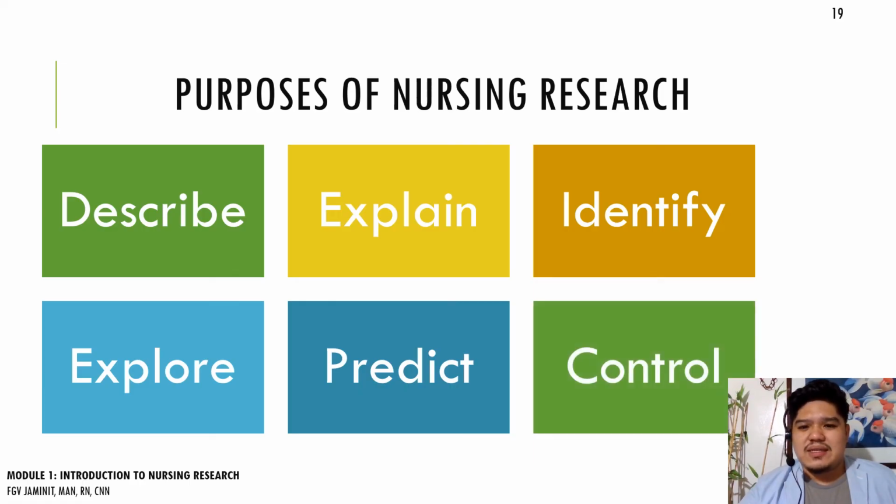And lastly, is to control. Research puts up a barrier to hinder or minimize the effects of anticipated outcomes or reactions. If one can predict the outcome of a situation, the next step is, of course, to control, or what we call to manipulate the situation to produce the desired outcome.